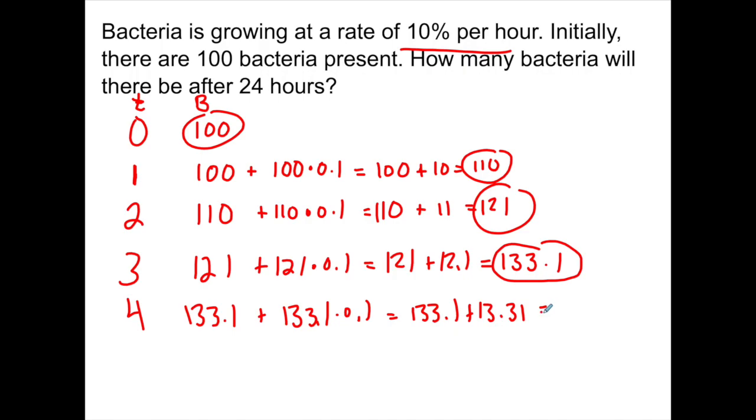Okay, so we would get 146.41. All right, you can see the decimal places are going to start to stack up. And this is going to get really messy. So I think we need a better way to do this. But let's see if we can figure out what we have in common.